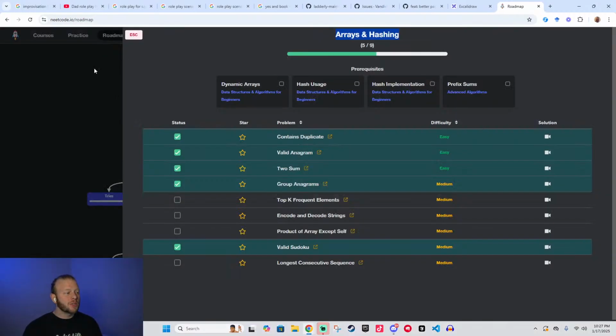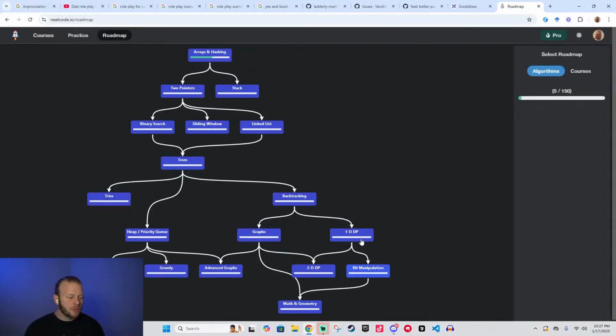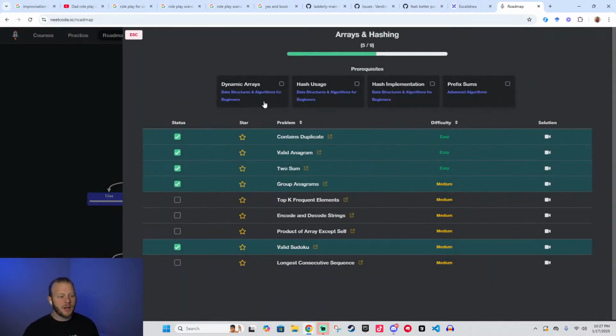And I want to make a superset of Neetcode. So I like a lot of Neetcode. Some of these I'll skip: 1D DP, 2D DP, bit manipulation. I don't think it's a good use of your time. I do like all of the array and hashing questions. So let's work on those.